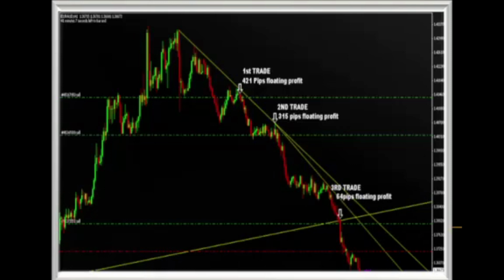We're also going to be showing you some of the fundamentals. We're going to make this very easy to understand, and then we're going to be displaying the setups that you will see, all the setups and their accurate entry points. Over here you could see that the first trade got 421 pips floating profit, the second one got 315 pips floating, and the third trade here got 64 pips floating profit. And then we're just going to show you as much as we can.